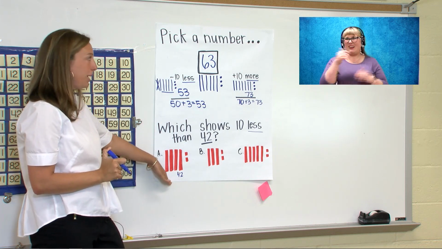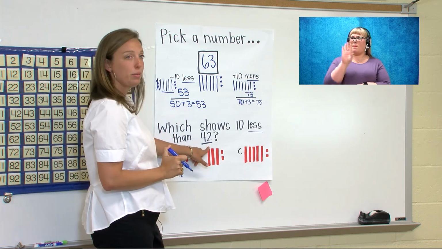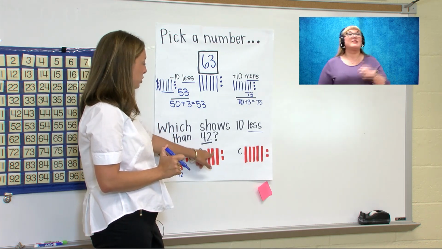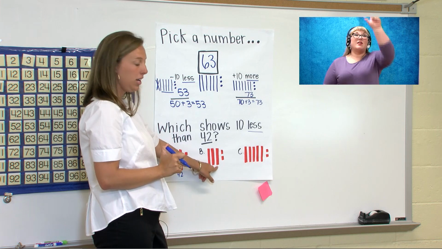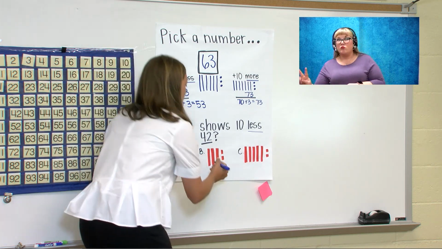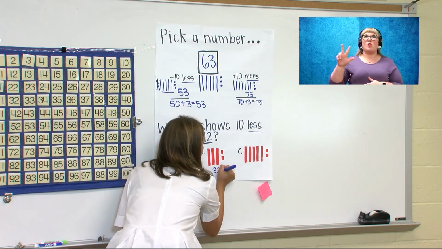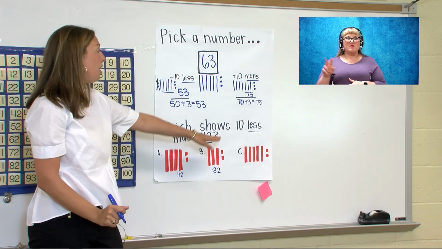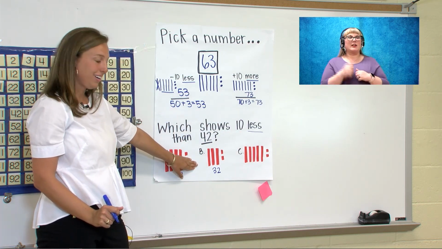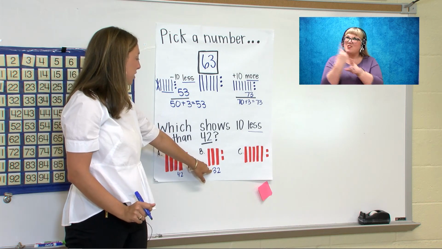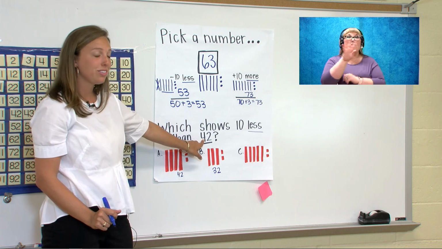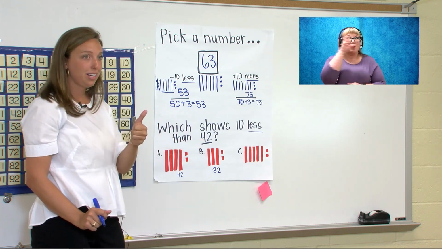10 less than 42 is definitely not 42. So let's take a look at B. Remember to count by your tens and then your ones. 10, 20, 30, 31, 32. We counted the number 32. 10 less than 42 is 32. 32 is 10 less than 42. So if you guessed 32 in B, you did great.